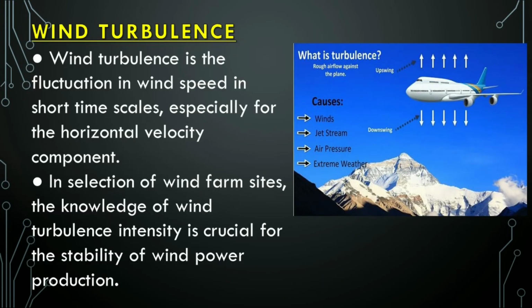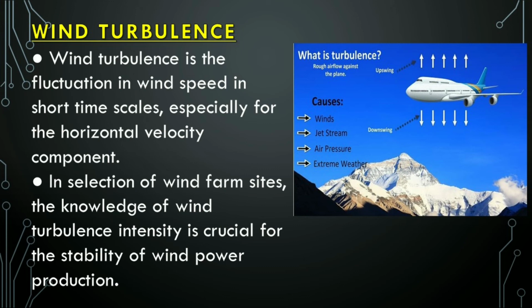Next is the wind turbulence. Wind turbulence is the fluctuation in the wind speed in short time scales, especially for the horizontal velocity component. So, fluctuation. When we say fluctuation, it is an irregular unfolding of wind speed within a short period of time. It is a sudden and violent shift in air flow.